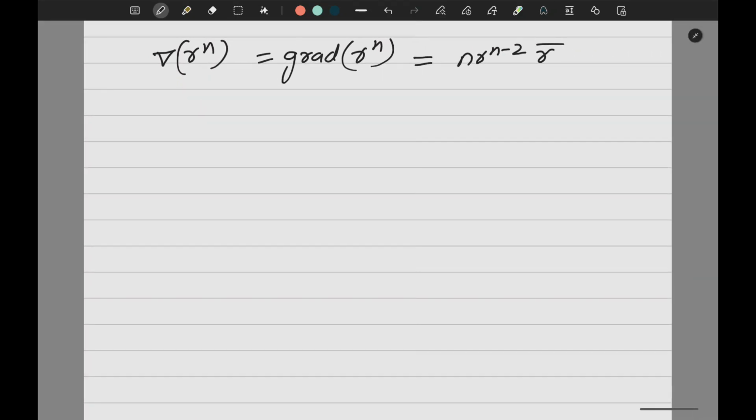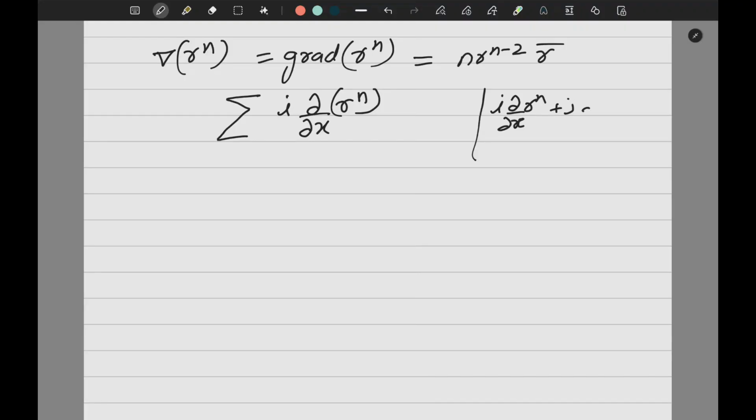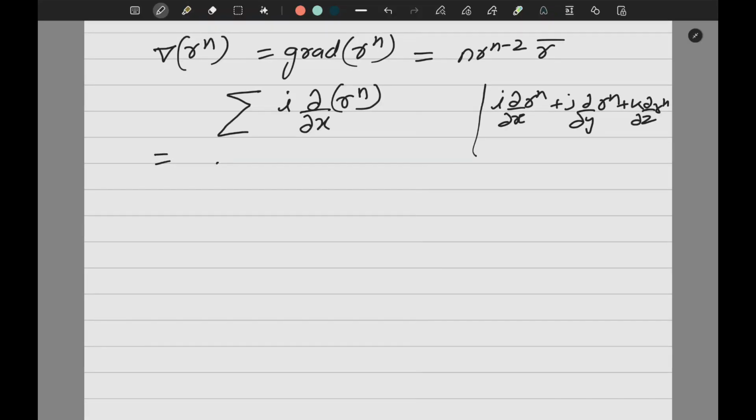Now again, gradient of r to the power n. Now I will be using summation. If you are confused in summation, you write all the three terms and do. So summation i ∂/∂x of r to the power n I will write. Those who are not using summation, you have to write like this: i ∂/∂x of r^n plus j ∂/∂y of r^n plus k ∂/∂z of r^n. Okay.